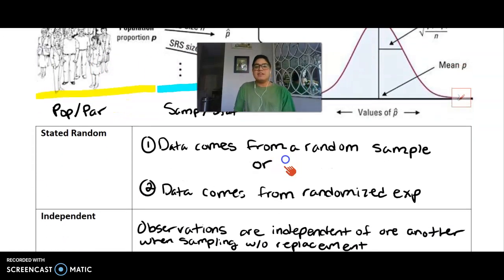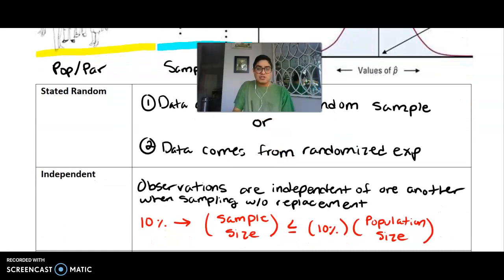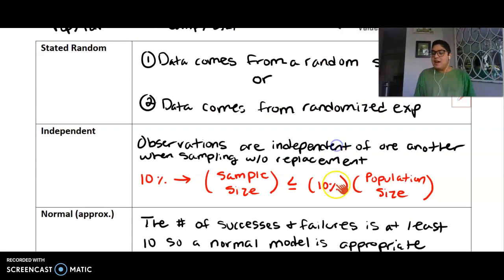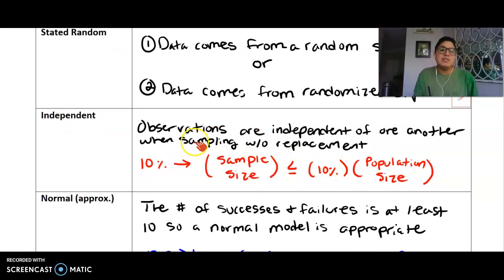Now, there are 3 important conditions that we need for a valid sampling distribution. And I'm moving my face. Here we go. Now, I said the 3 sins because those are the order of conditions for it. So the first one, the S stands for stated random. We obtain our data either from a random sample or we come from a randomized experiment. Now, the next one, the I, stands for independent. And we do this so that observations are independent of one another when sampling without replacement. That means my first sample doesn't influence my second sample. My data doesn't influence your data.